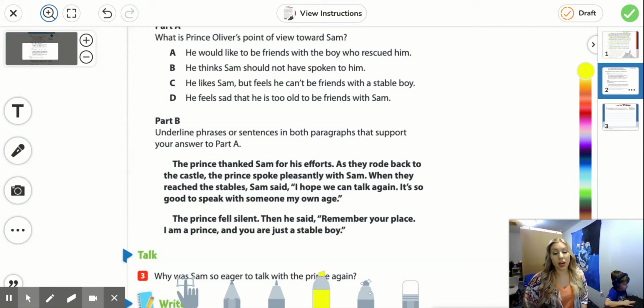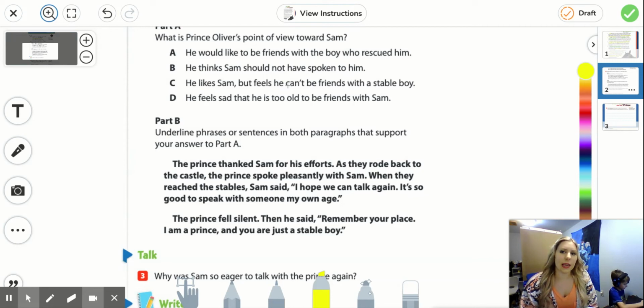Because remember, they're talking to each other. It says the prince spoke pleasantly with Sam. That means that as they're riding back, they're talking to each other, talking about the weather or maybe things they like to do. But then when Sam says, hey, let's hang out again soon, the prince says, well, I don't know that we can do that. I'm a prince and you're just a stable boy.